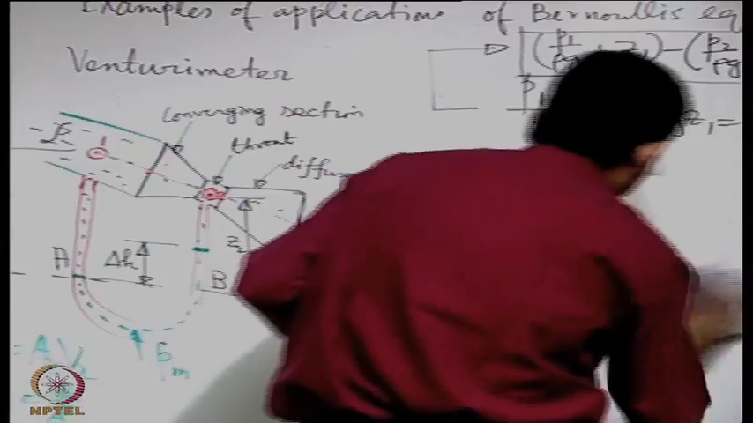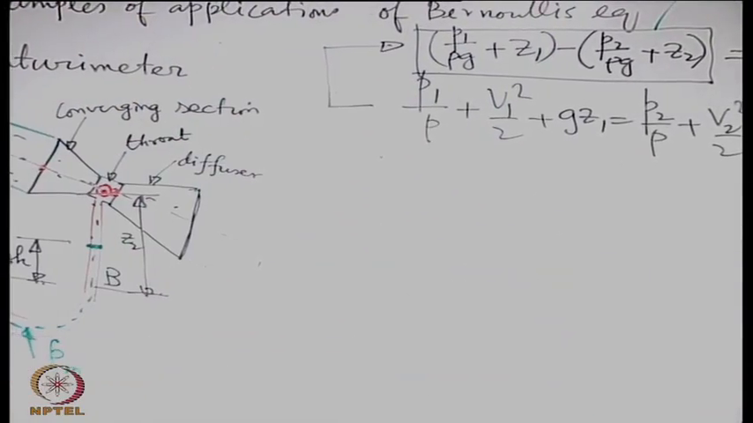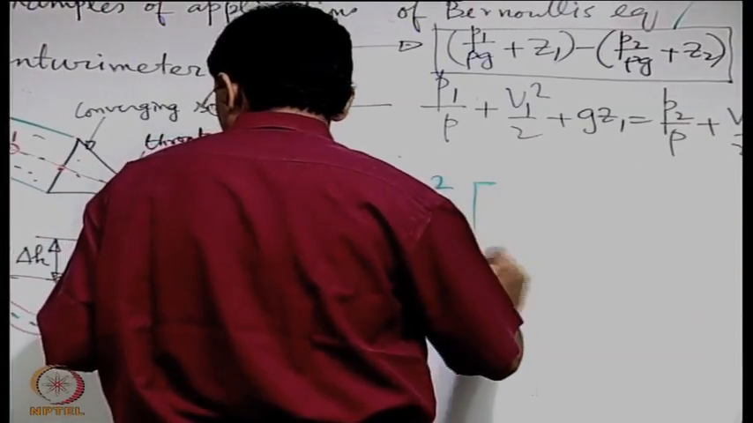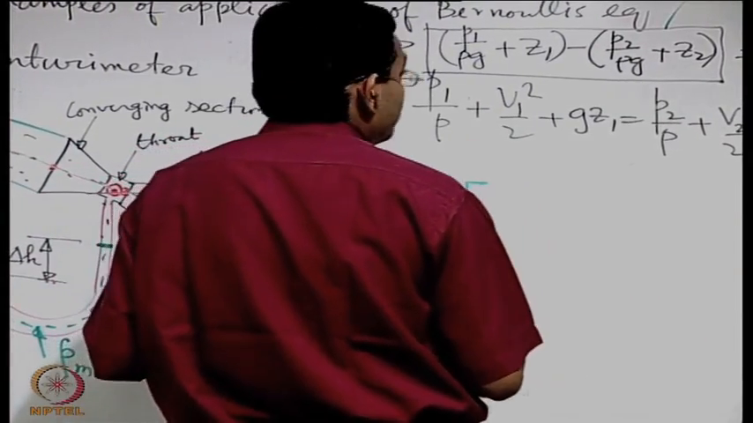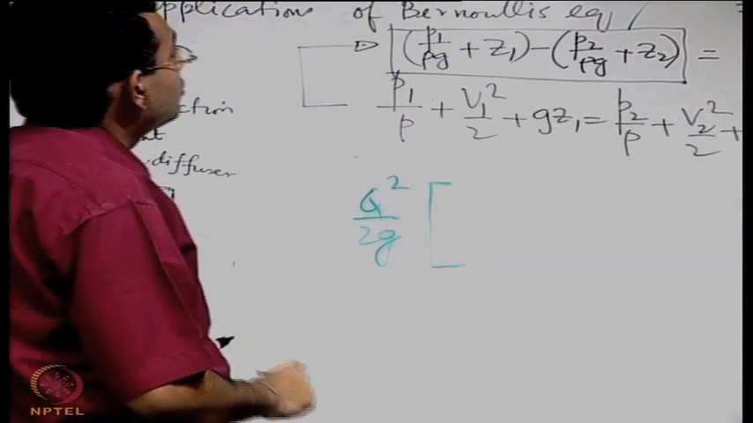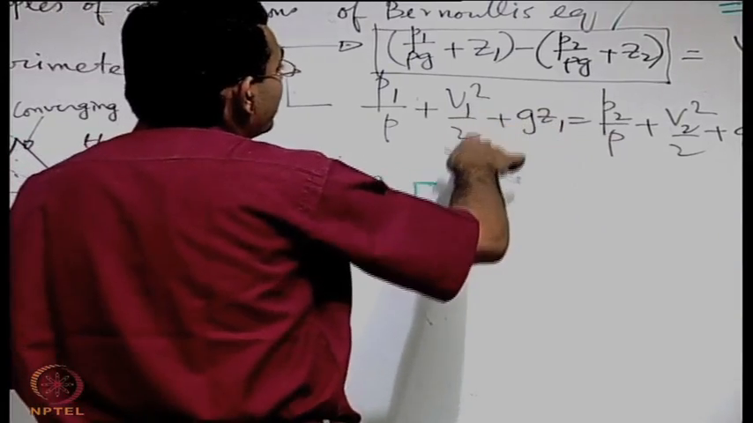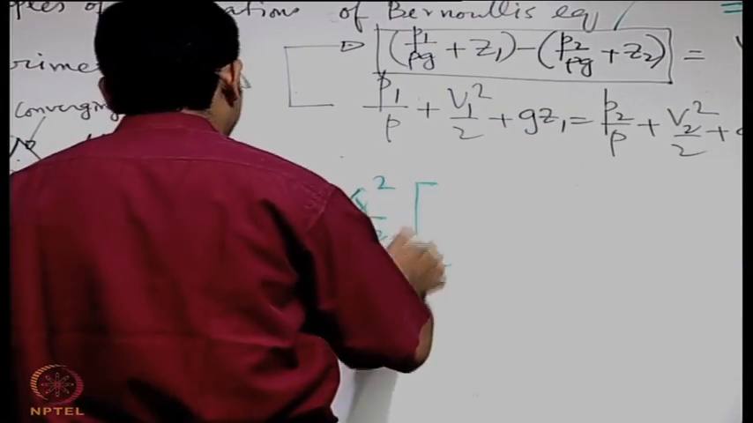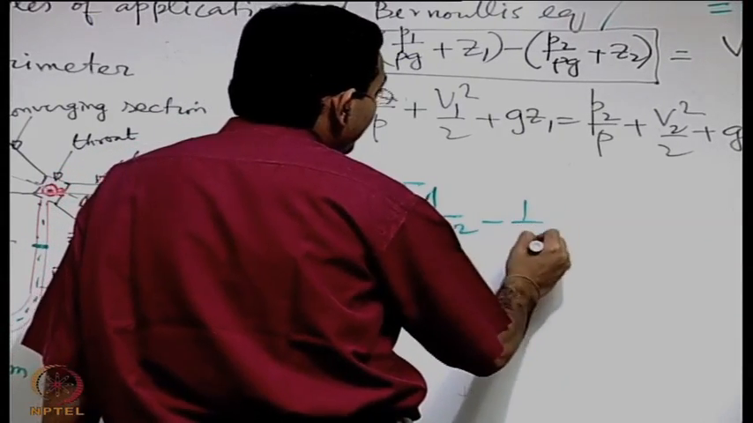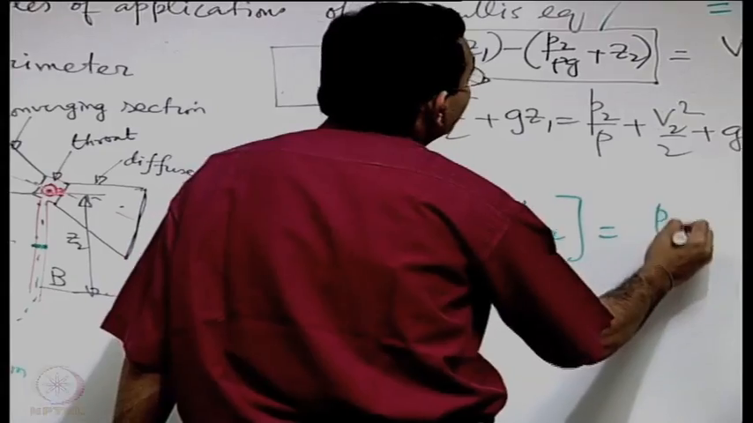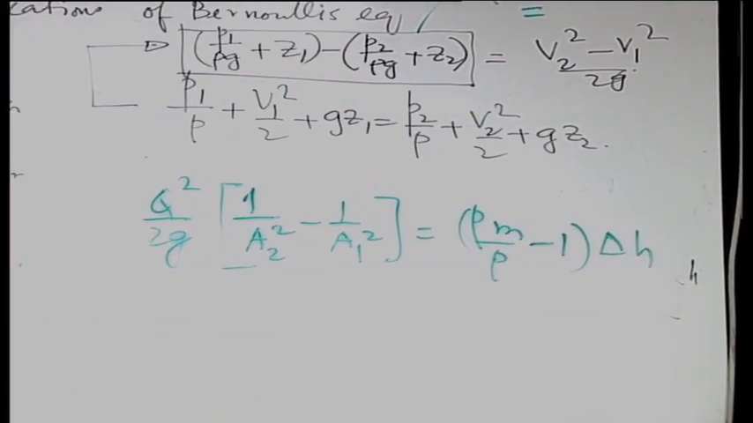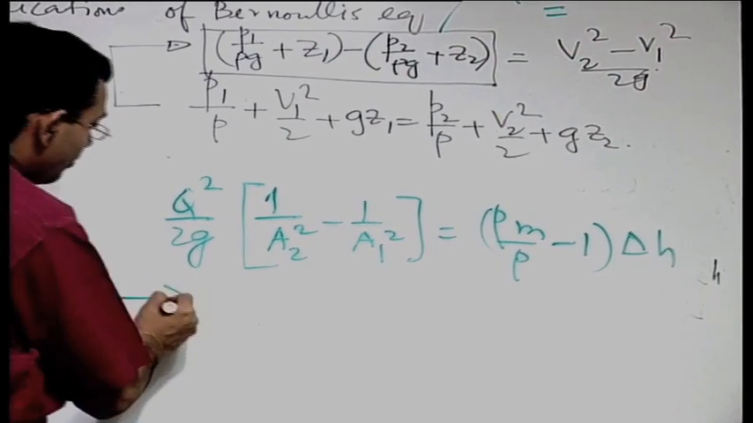it is possible to express V2 square minus V1 square by 2g as Q square by 2g into, because of division by g, V square becomes V square by 2g. So Q square by 2g into 1 by A2 square minus 1 by A1 square is equal to rho m by rho minus 1 into delta H. Okay. So from here you can solve for what is Q.